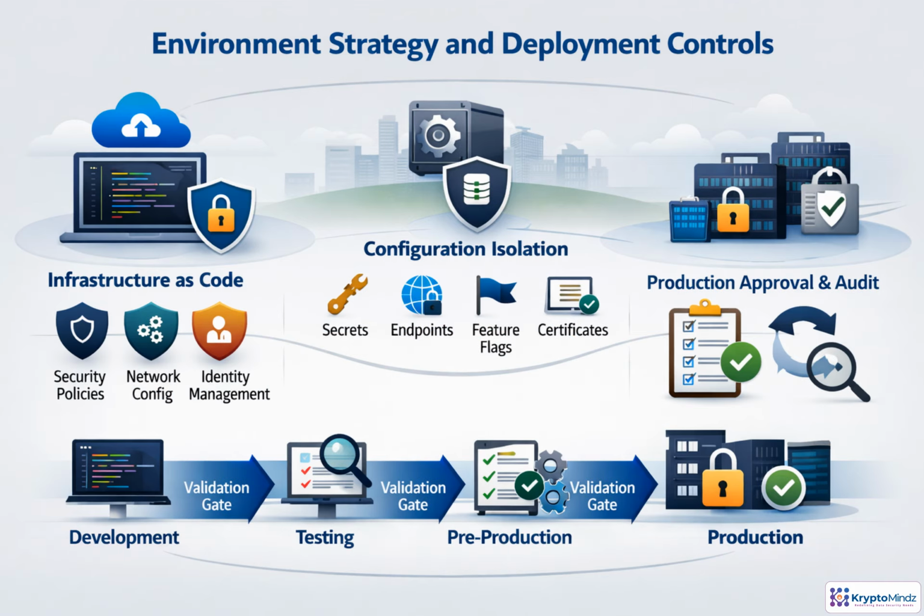Environment strategy is about making every environment predictable, isolated, and auditable. Start with infrastructure as code, so dev, test, pre-prod, and prod are created the same way, with consistent network, identity, and security policies. Then isolate configuration. Secrets, endpoints, feature flags, and certificates remain environment-specific. Finally, changes flow through automated validation gates, and production requires explicit approvals, change records, rollback plans, and deployment evidence.